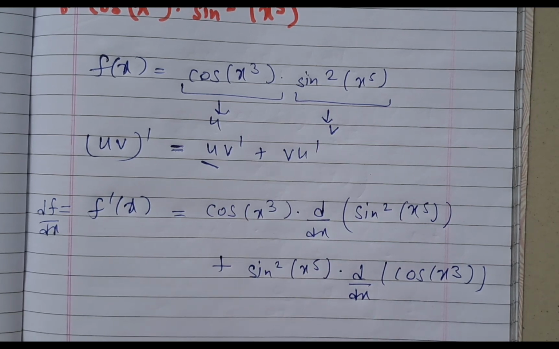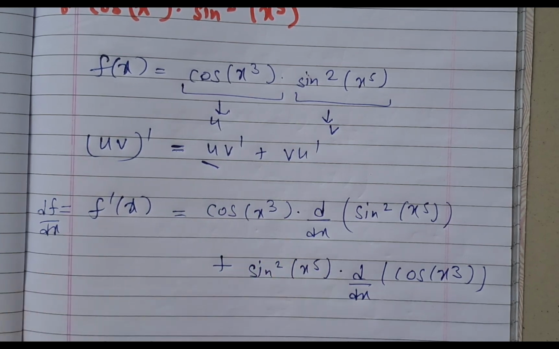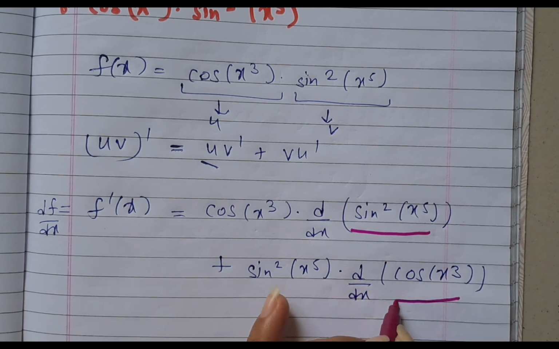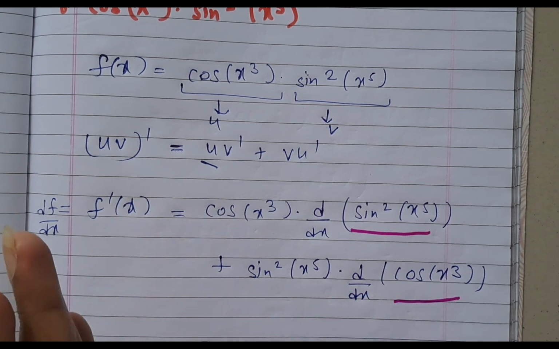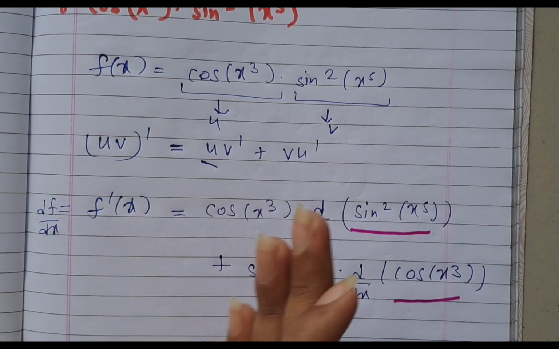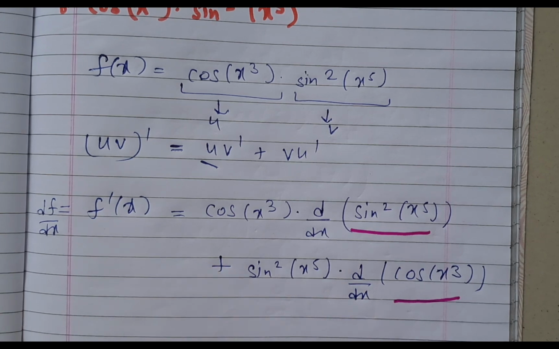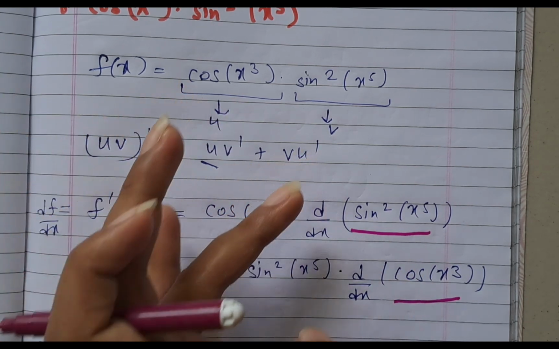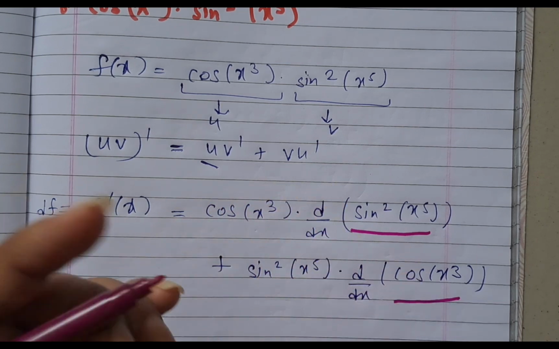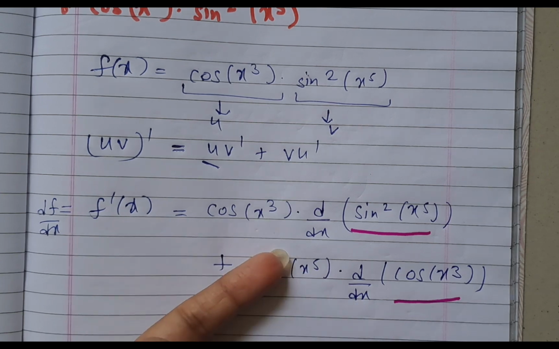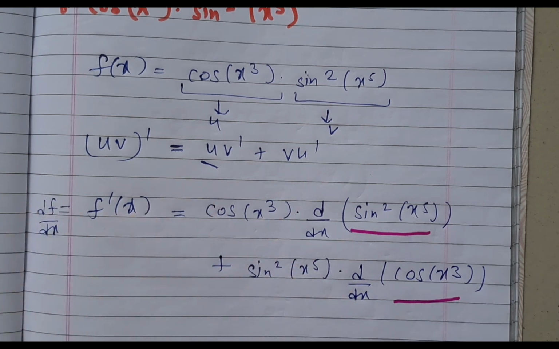Now these two parts will remain as they are; we do not have to do anything with them. But we have to find the derivative of this term first, and then of this one. So what we will do, just to avoid confusion, is find the derivative of this separately, then of this separately, and we are just going to place those values over here. First we'll find d by dx of sin square of x raised to 5. Then again we find d by dx of cos of x cube, and then we just place values over here, simplify and find the value of f dash of x.